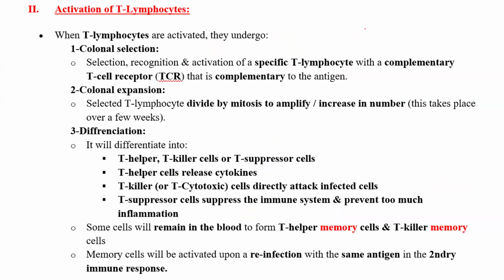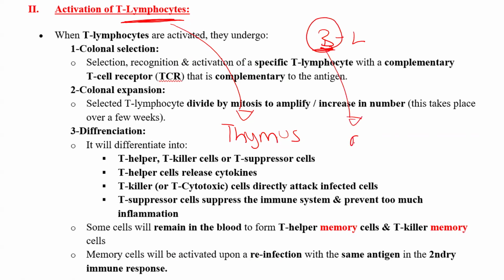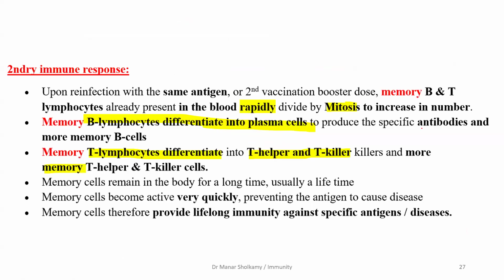Now some information about the B and the T lymphocyte. The T lymphocytes are produced in the bone marrow, but they mature in the thymus gland. Here, the thymus gland. It's here. The B lymphocyte, it's easy. It is produced in the bone marrow and it matures also in the bone marrow. Okay? Maybe they might ask you in paper one.